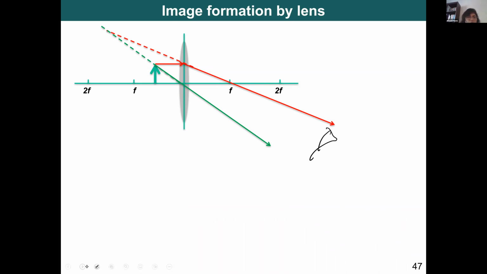This is also a very specific special case, where you can use the converging lens as a magnifying glass. Okay, so in this case you will see an upright, virtual, larger in size image.